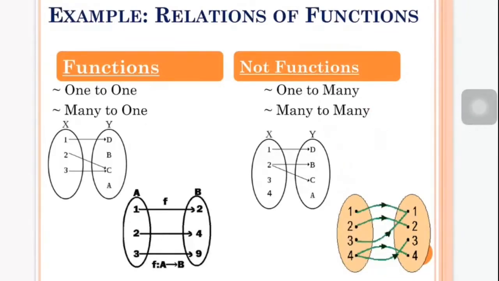For example, for this one, x, the output will be D. For 1, the output will be D. And for 2, the outputs are B and C. So this is not a function. Similarly for this arrow diagram.